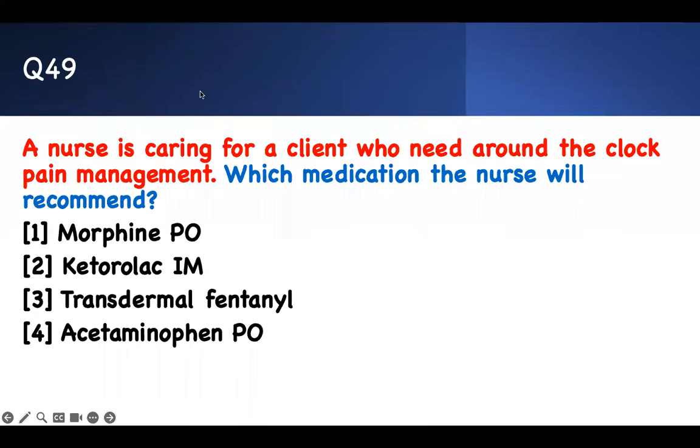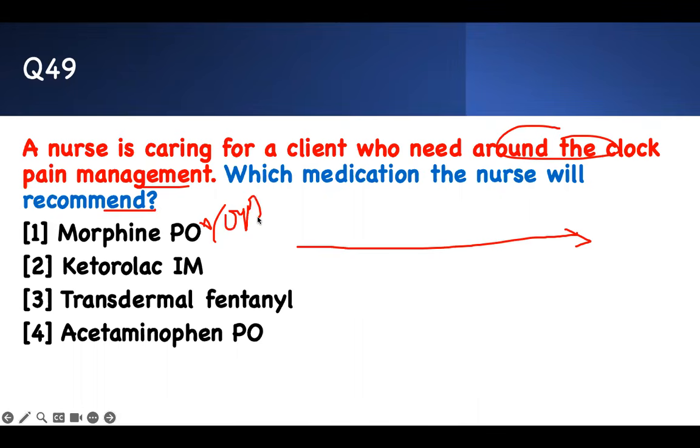Next question. Which medication will the nurse recommend? A nurse is caring for a client who needs around-the-clock pain management. So getting pain management consistently, baseline. Morphine does not do that. That's why we give it every 4 hours, right? Or every 2 hours, every 3 hours. Ketorolac, we give it for acute pain, and you have to go back every 6-8 hours. Acetaminophen, the same thing. Transdermal, I slap it on you, it will give you 72 hours around the clock. You're getting pain medication around the clock. So this is good.